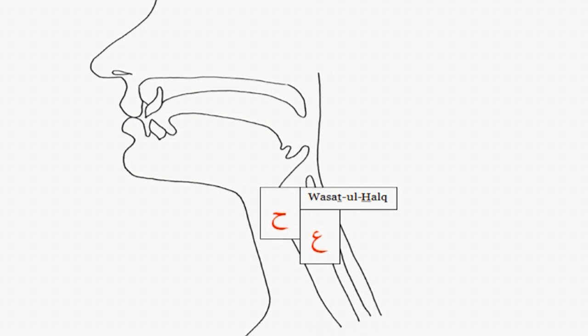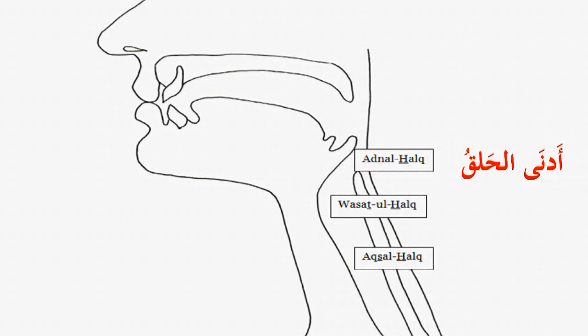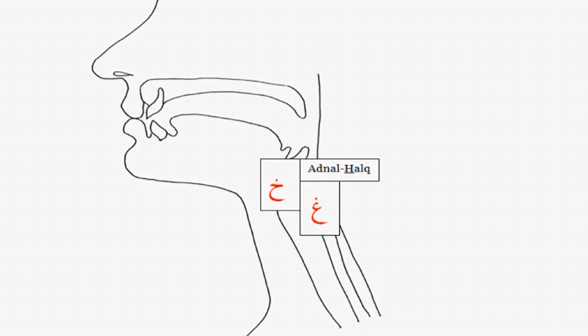The third point of articulation is adna al-halq. Adna means the closest part of the throat to the mouth, and wasat, of course, means the middle. Now we have the farthest part of the throat, the middle part of the throat, and the closest part of the throat to the mouth. Now from adna al-halq we have 2 letters, and they are the ghayn and the kha.